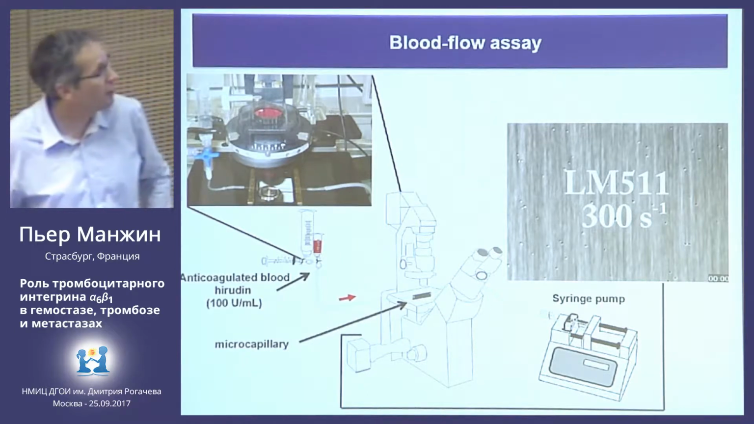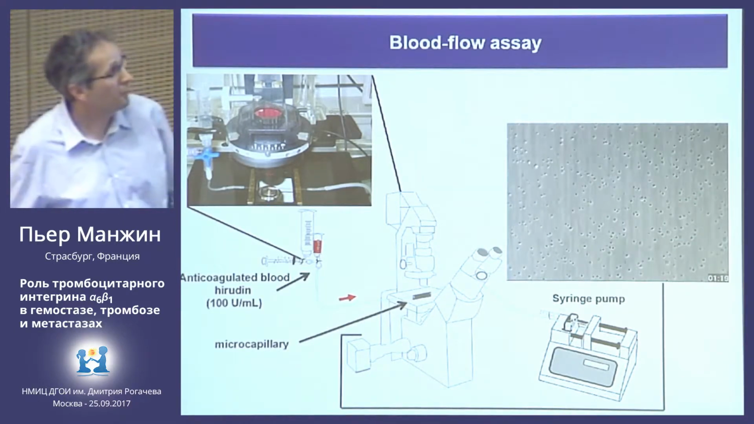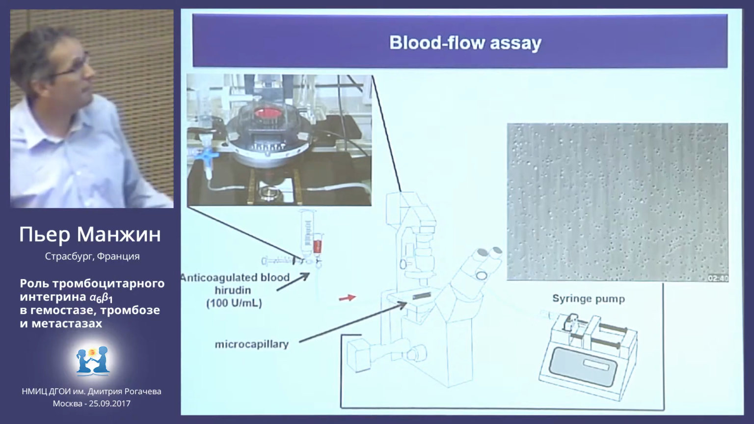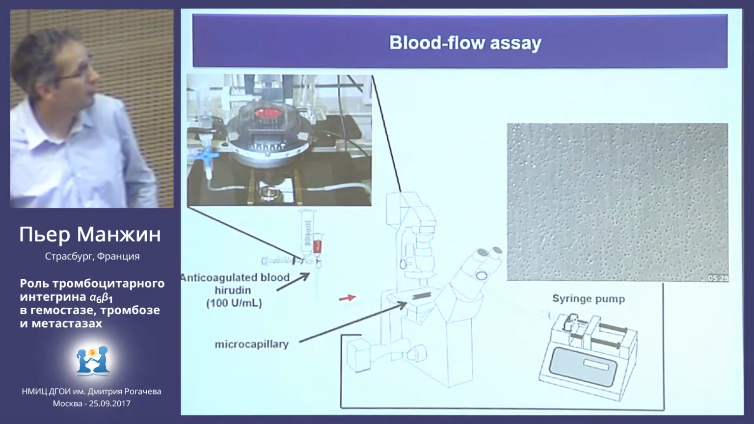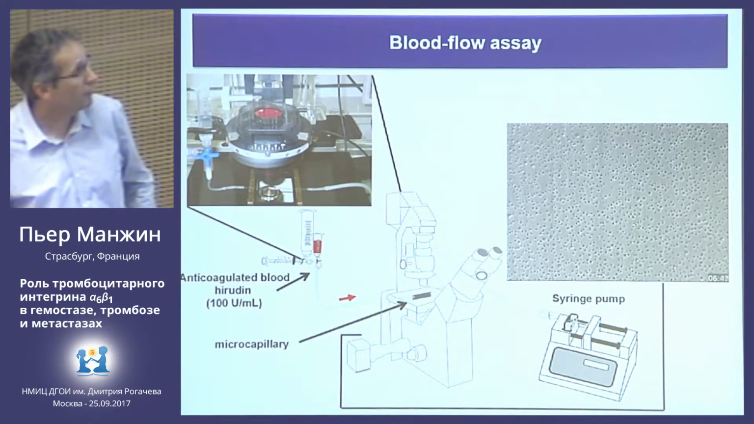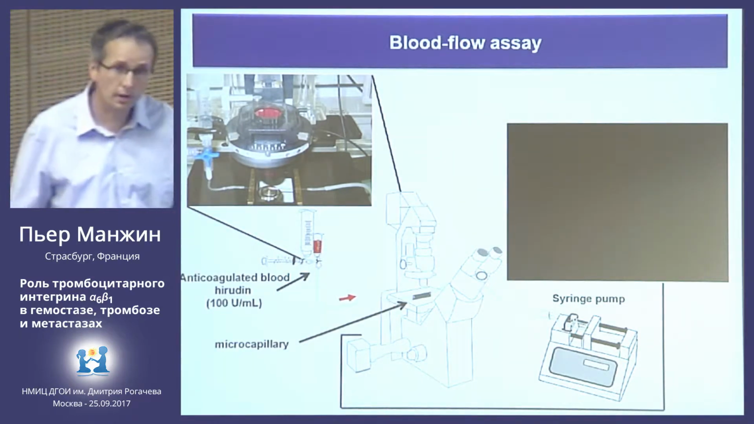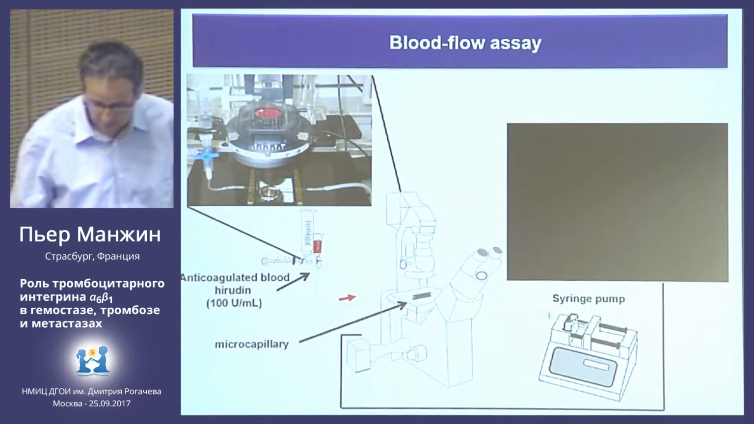And here is a video of what you see when you perfuse blood over laminin. You see mainly individual platelets sticking down, and over a while they cover the surface. So there's no aggregation going on; it's mainly single platelet adhesion.